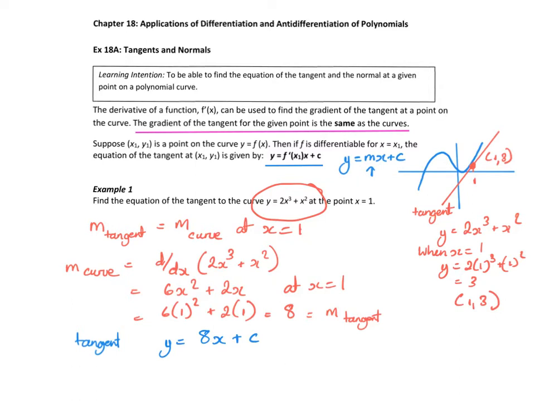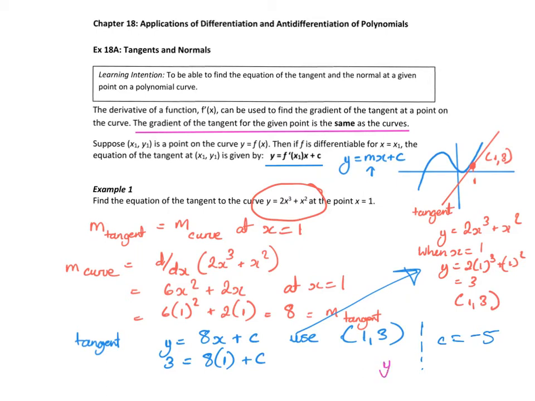Well, let's come back over to what we found over here. We found that when x was equal to 1, y is equal to 3. Now that is a point that the tangent is going through, so that is what I'm going to use. The point (1, 3). So it gives me 3 is equal to 8 times 1 plus c. So 3 take away 8 is equal to -5. And so therefore the equation of my tangent will be y equal to 8x minus 5. That is the final answer for that question.